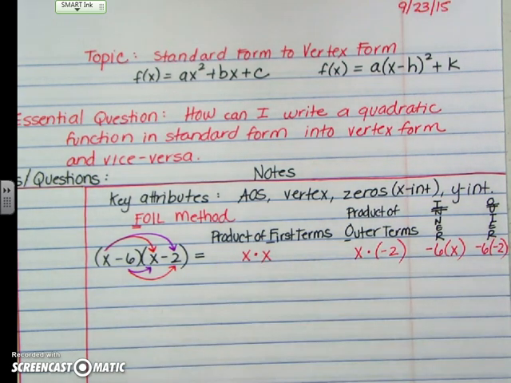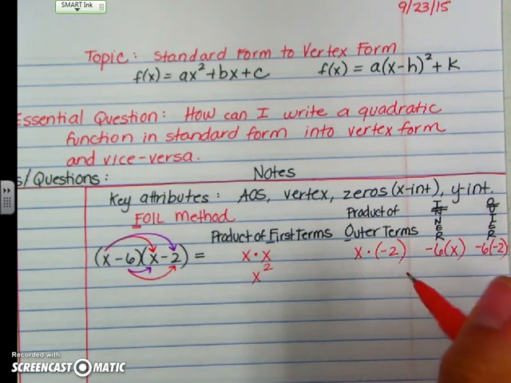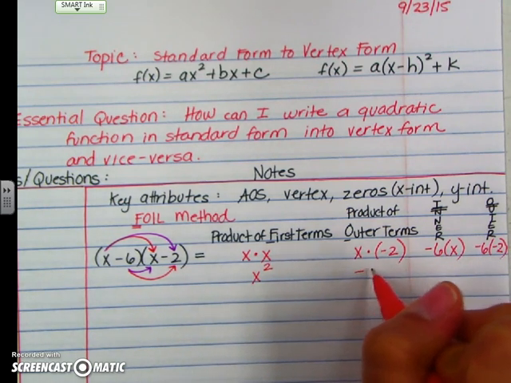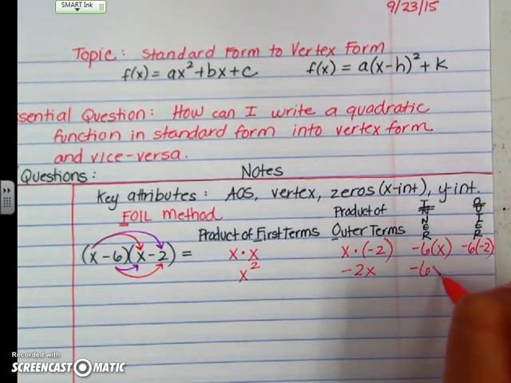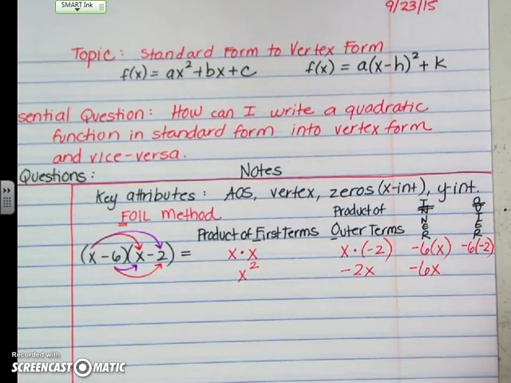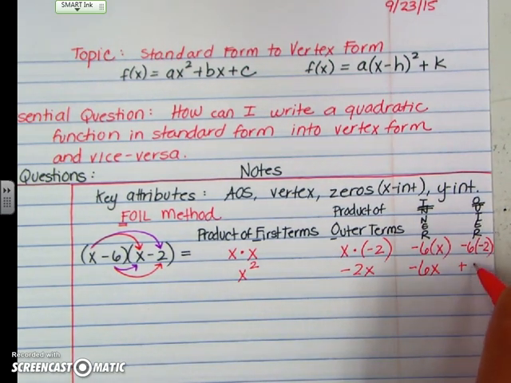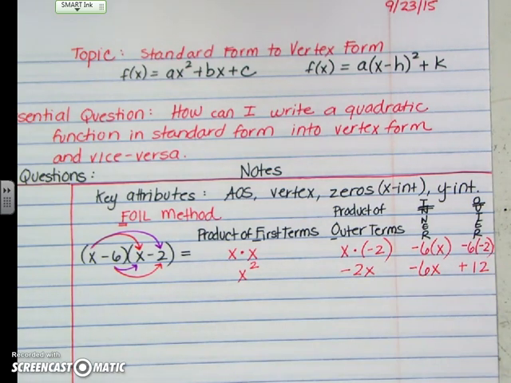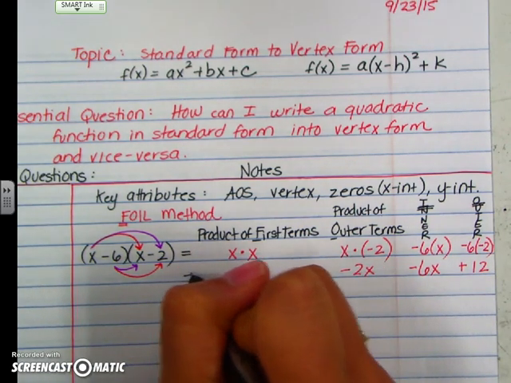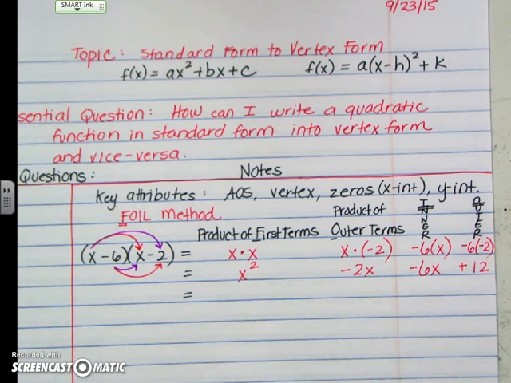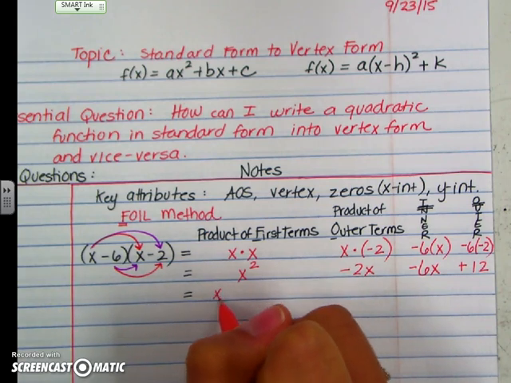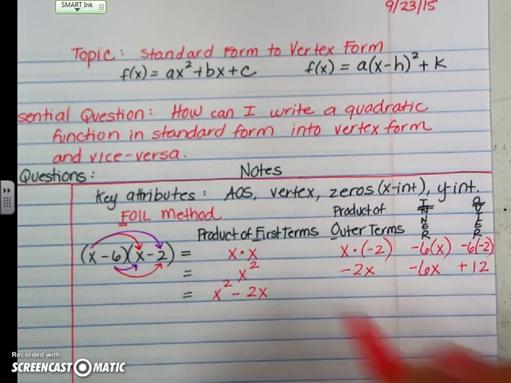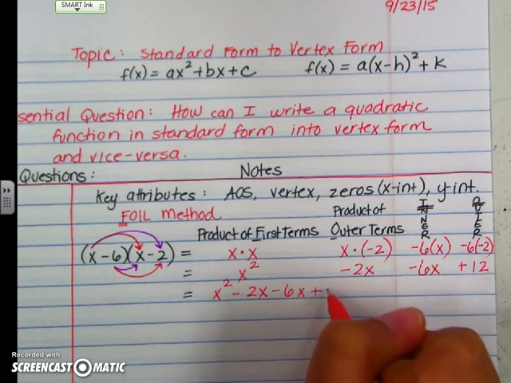Alright, so what's x times x? Gives you x squared. What is x times a -2? Gives you -2x. -6 times x is -6x, and then a -6 times a -2 ends up being a +12. Okay, and then I'm just going to put an equal sign here, and I'm going to squish it all together. So if I were to rewrite it onto one line, I know that x minus 6 times x minus 2 is actually x squared minus 2x minus 6x plus 12.